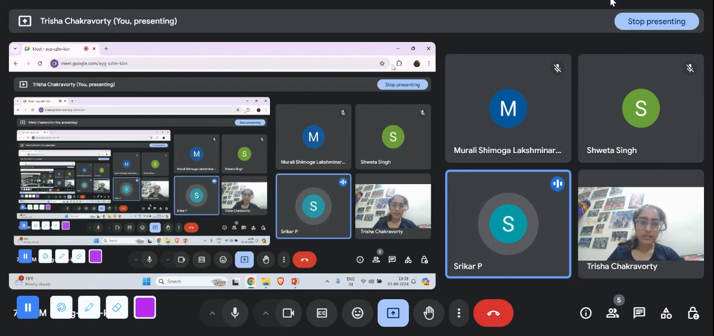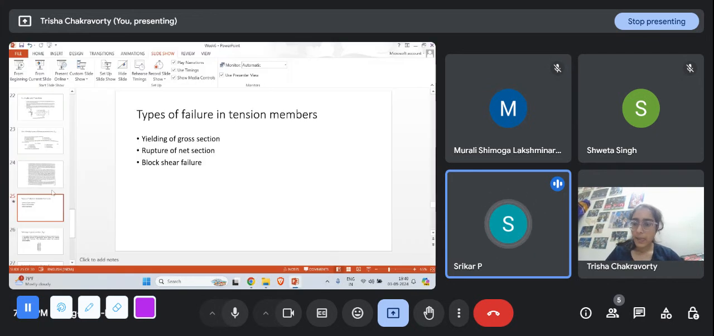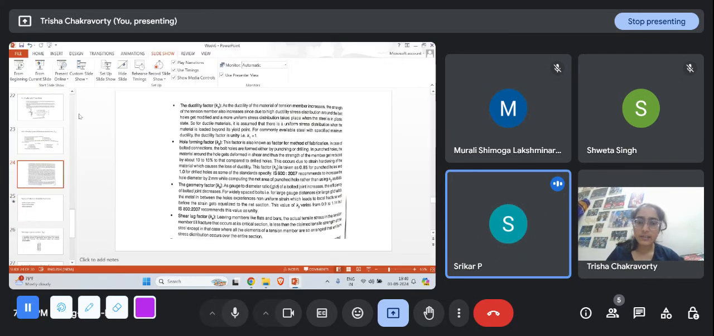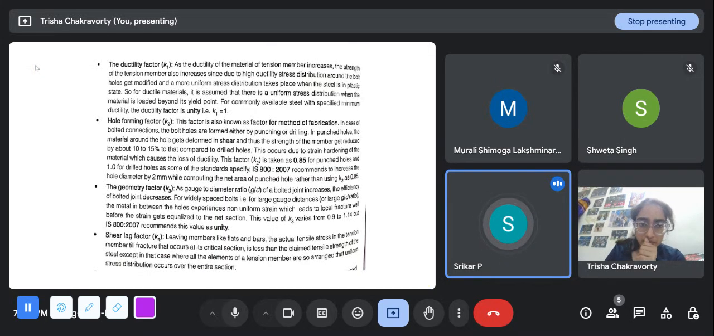Sorry to interrupt. Just had a small query regarding the previous slide, the K1 factor, ductility. So the K1 is considered as 1, but I want to compare it with how ductile the structure is. If you compare it to concrete, a kind of brittle material, how would the K1 value be?